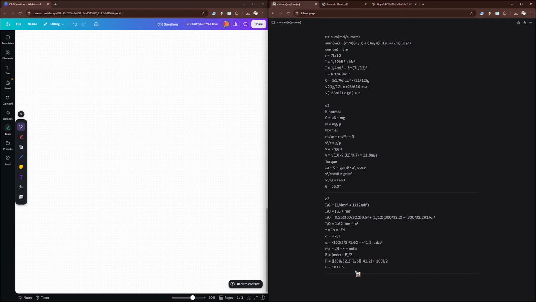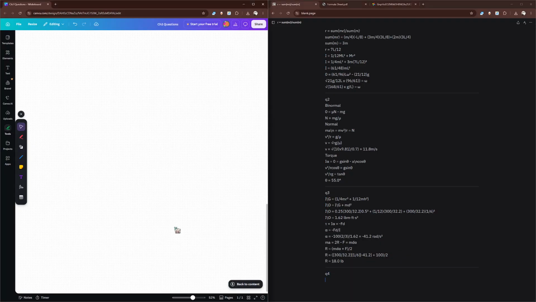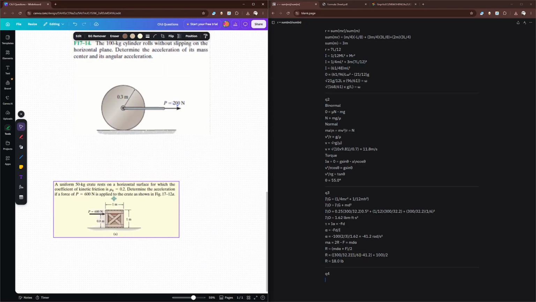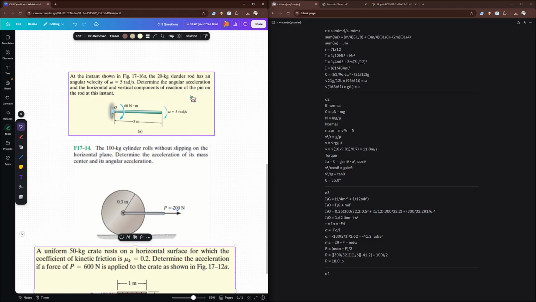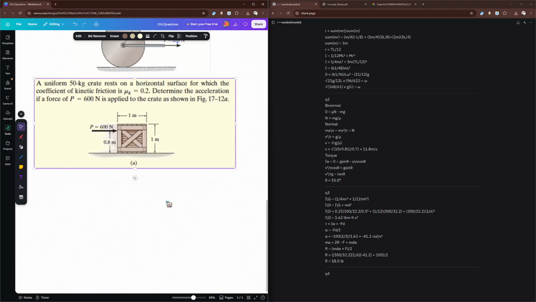On to the fourth question. Back to content. Oh, 3 more questions to go, right? And these are all 2D, so it makes things easier for us. Did the hard questions first, and now the easy questions.